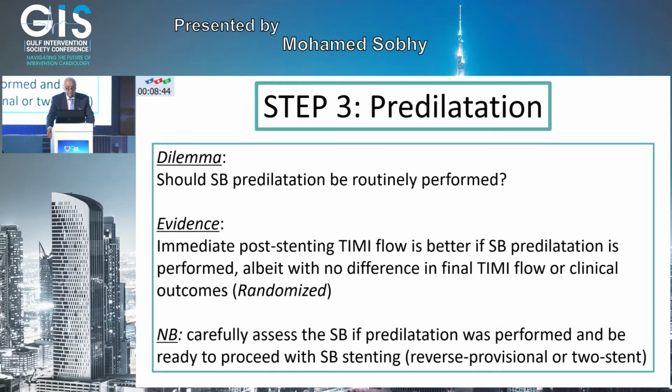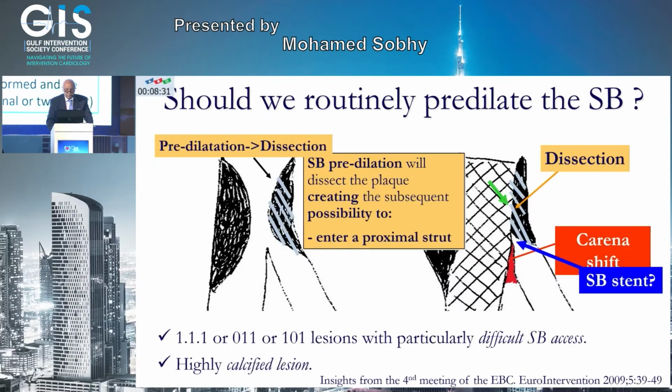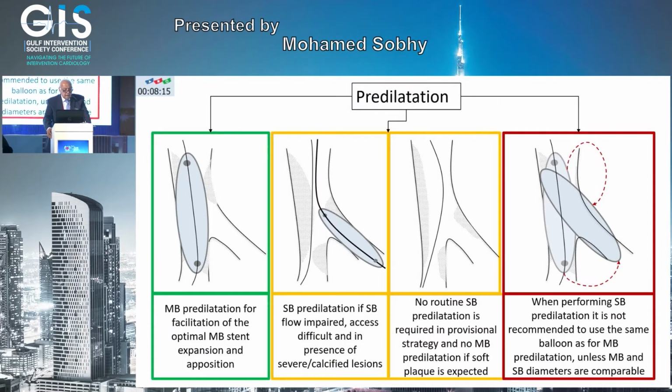Step 3, pre-dilatation. Should side branch pre-dilatation be routinely performed? Evidence is that post-stenting is better if side branch pre-dilatation is performed, but with no difference in TIMI flow or clinical outcome. Should we routinely pre-dilate? This is only in 2 situations: in a highly calcific lesion, and when you have a 111 or 011 or 101 lesion with a particularly difficult side branch axis. Only then can you routinely pre-dilate.